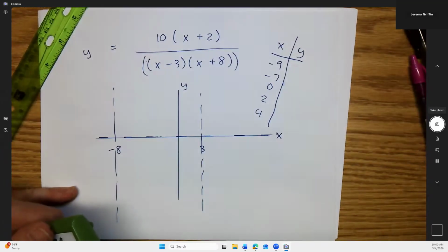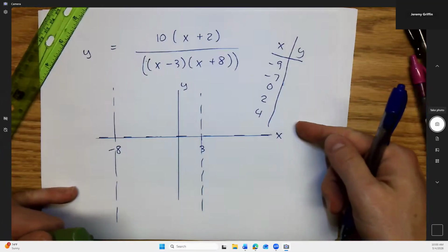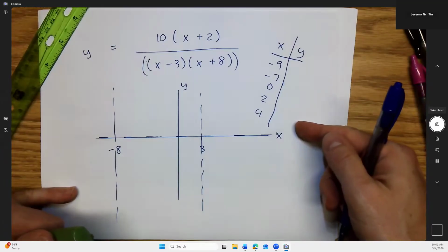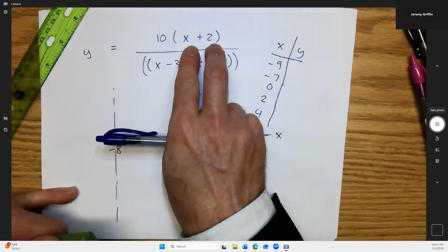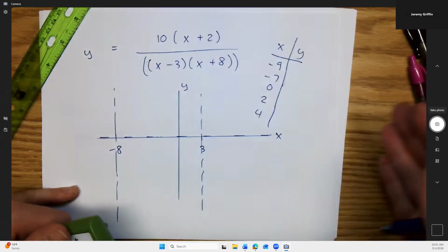Oh yeah. If it cancels out, like if it's x minus 4 on both top and bottom, that's just a hole instead of an asymptote. Yes. If I had an x plus 2 up here and there was also an x plus 2 down here, you can just cancel that out, and that would be a hole, not an asymptote.